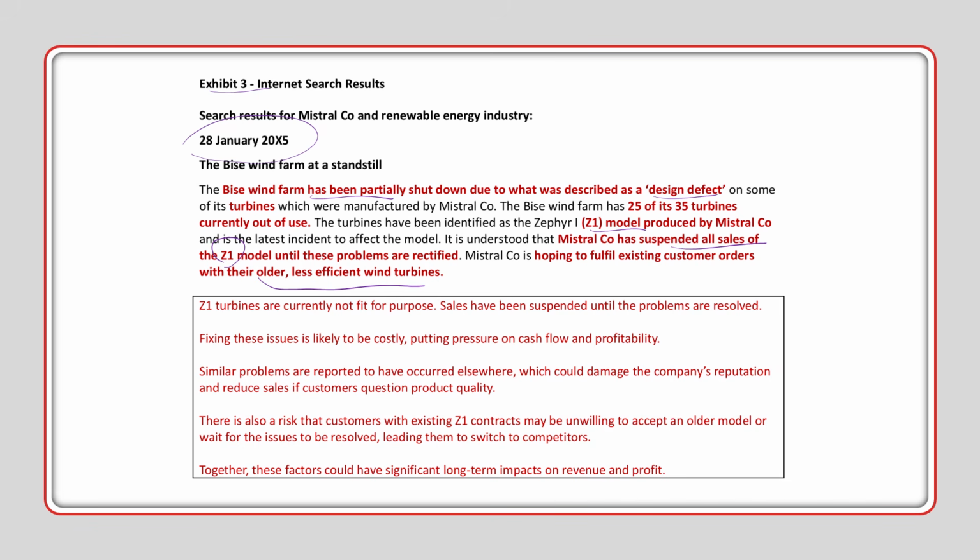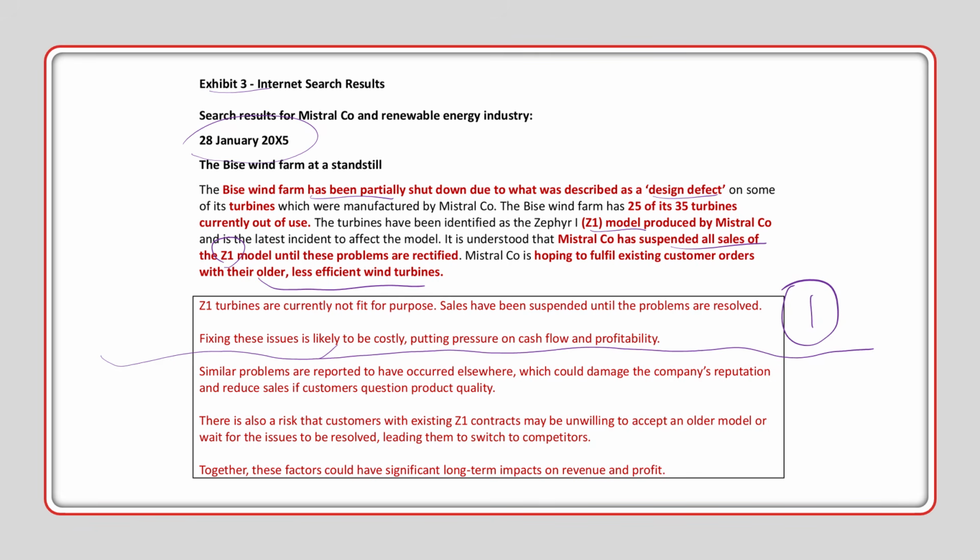You could talk about a number of things. Obviously, the first point is that it is going to cost money to fix this design defect. They're not just going to let you be, and you will have to get them sorted. So my first easy mark is fixing these issues is going to put pressure on my cash flows and profitability. So I need to get my second mark.